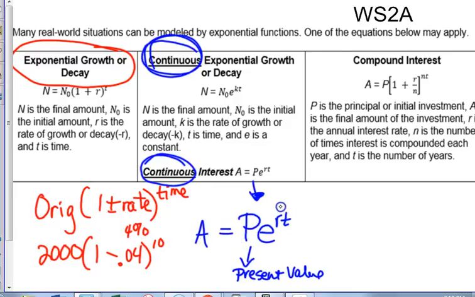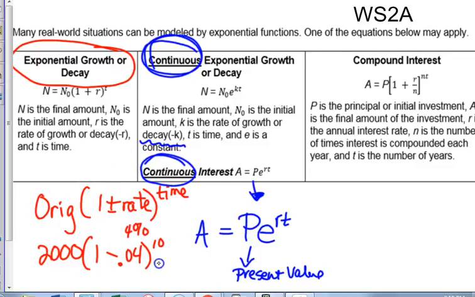R is still a decimal. Now, interest can't be negative, but this idea is the same here. We do a question in a little bit that says it's continuous decay. Continuous decay, you use a negative rate, just like we did over here.